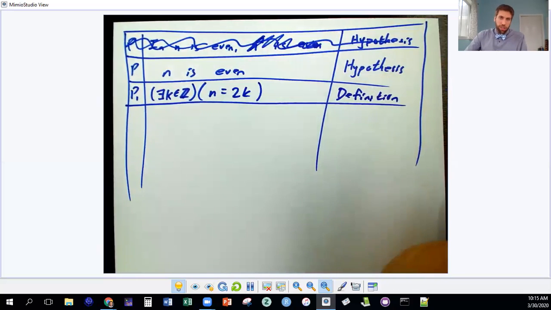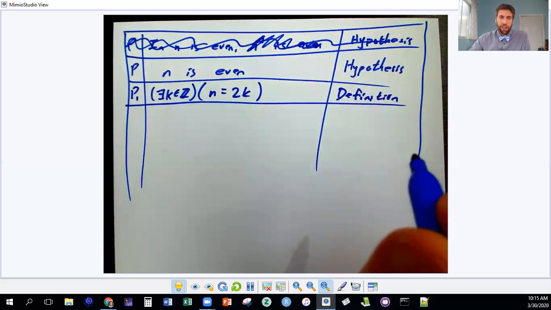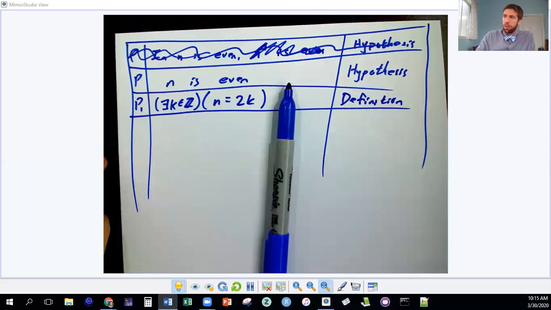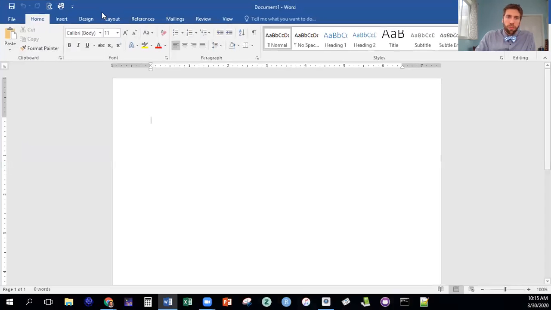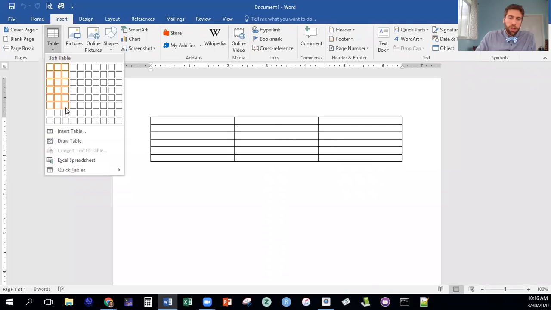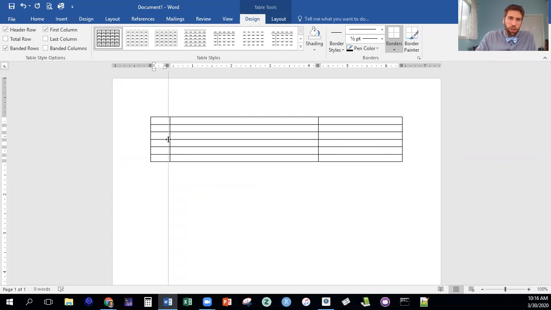I should have done this in Microsoft Word, then I could have edited it. Okay. Switching, because it'll look nicer this way. Insert table, 3 wide. Make this narrower. Then n is even. Zoom in a little bit.